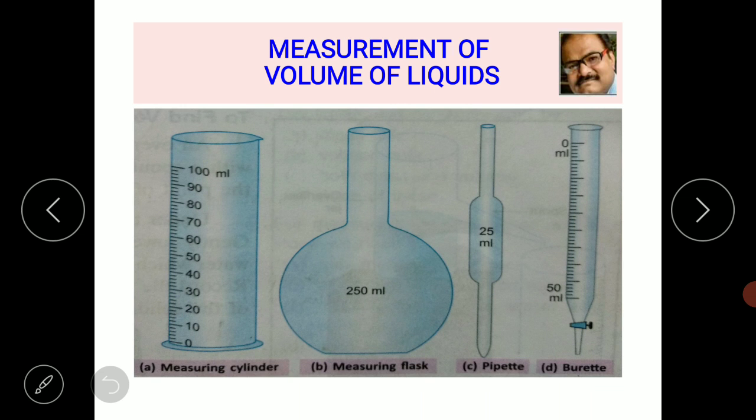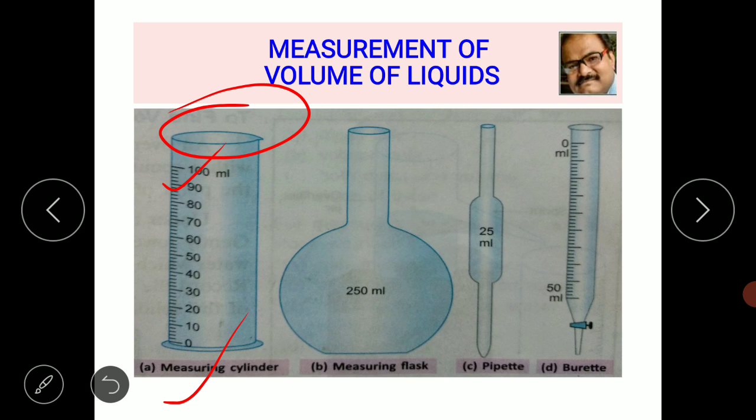For measuring the volume of liquids, different kinds of measuring vessels are used. Some of these vessels are shown here in the picture. The first one is the measuring cylinder. Its capacity is from 0 milliliter till 100 milliliter. Some of the spaces are given extra for not causing any error in the reading.